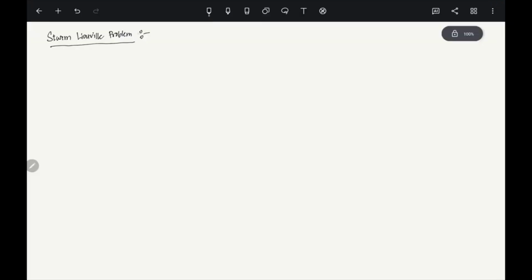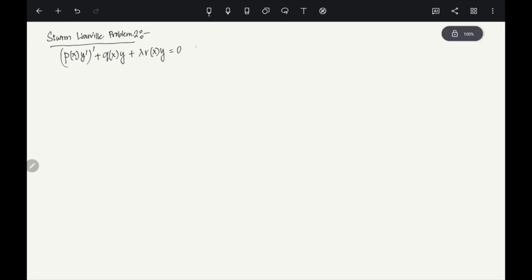So welcome students to this second part of Sturm Liouville problem, and in this part we are going to continue our study of the Sturm Liouville problem. So let us write down the problem which we have in our hand: (p(x)y')' + q(x)y + λr(x)y = 0. That's the problem which you have.